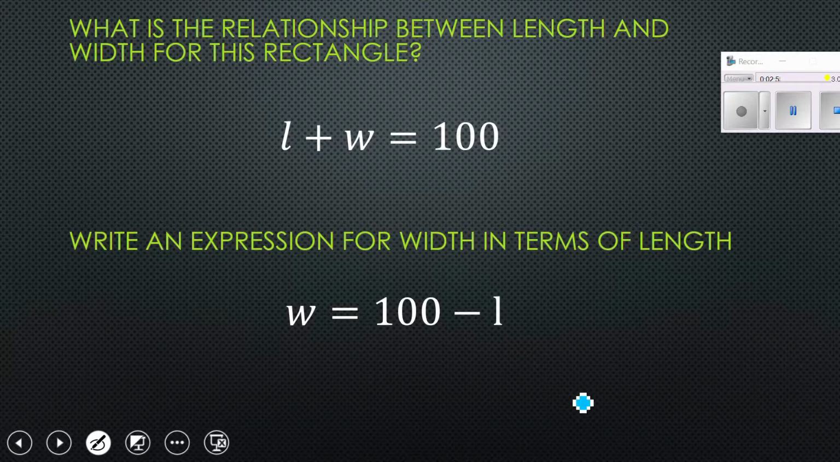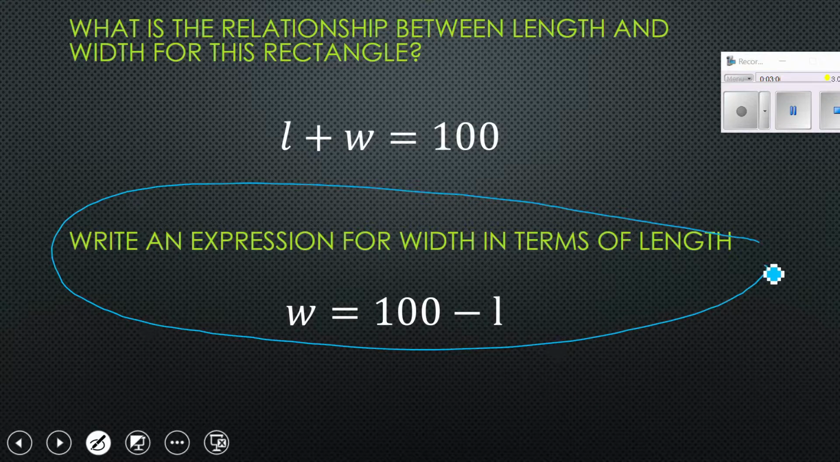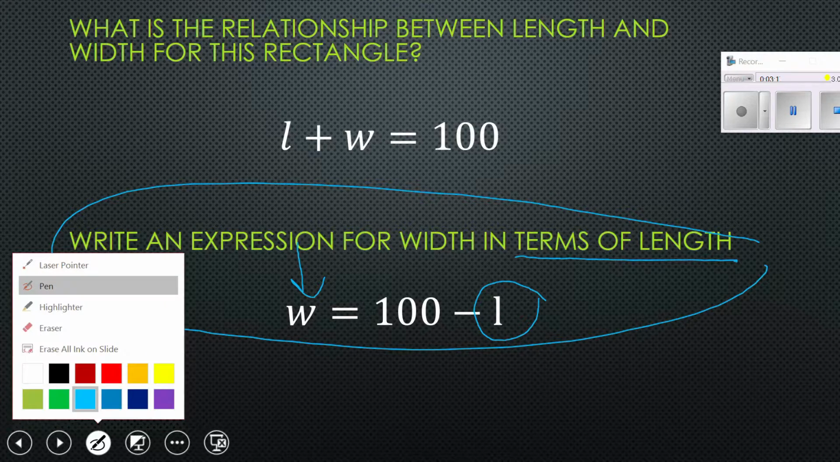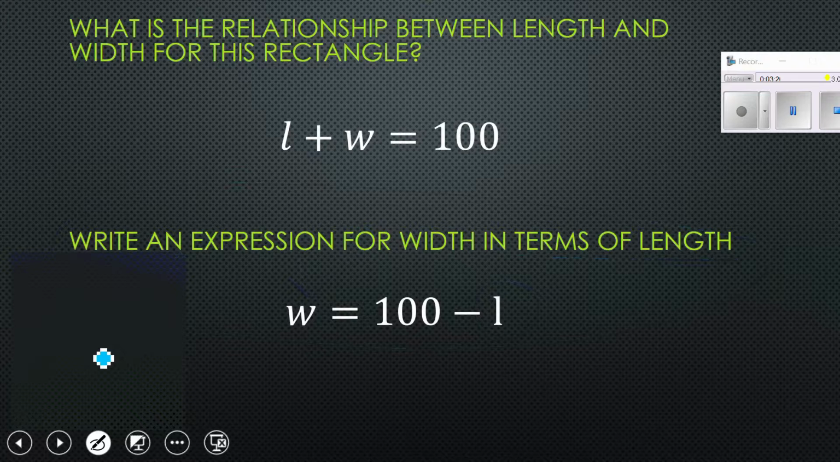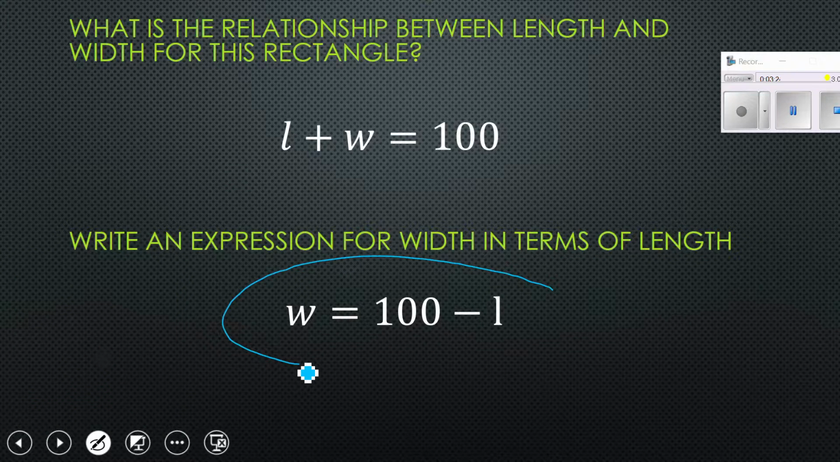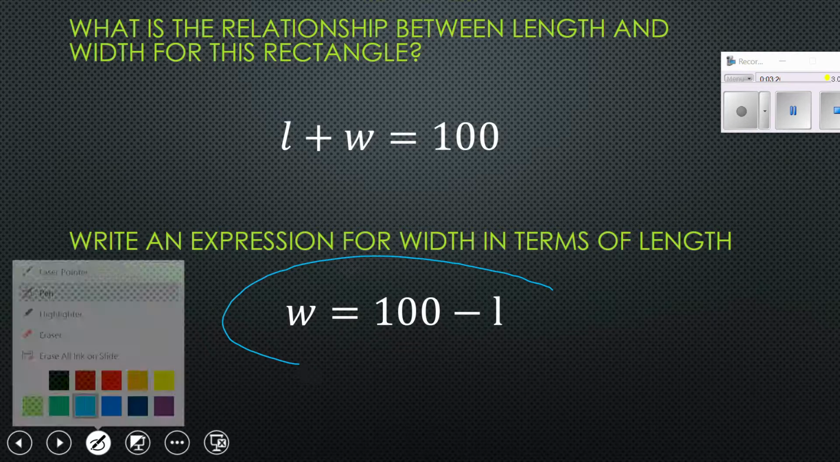So after we have an expression for the relationship between length and width, our next task may be, write an expression for the width in terms of length. Now this is typically difficult for students to comprehend, but when you see the statement "in terms of length," that means you need the length over here and an expression for W. I'll just highlight that for you real quick so you can take that down in your notes. So we have this situation right here, and we're going to see why we rearrange this equation like this in just a second.